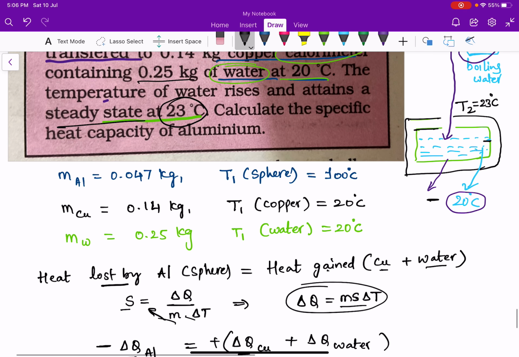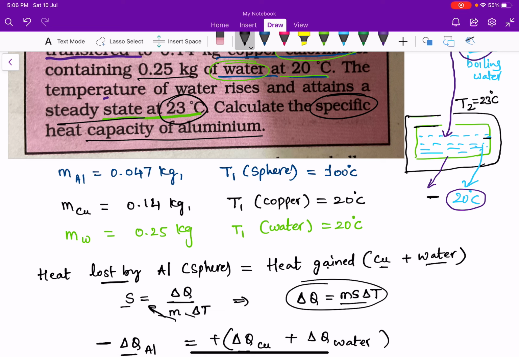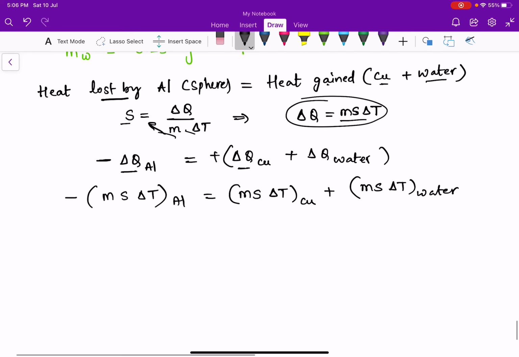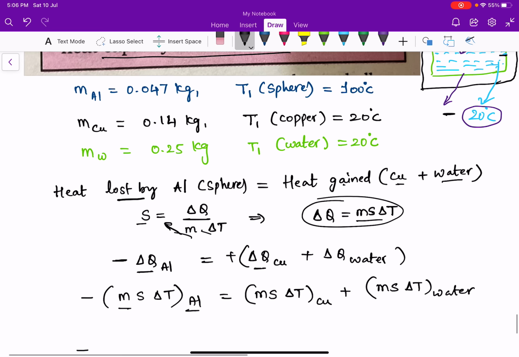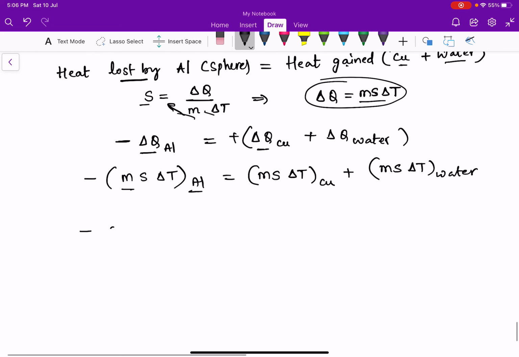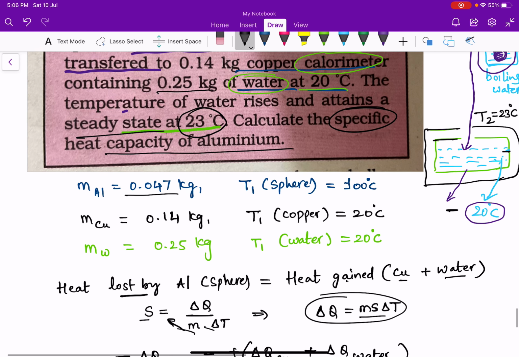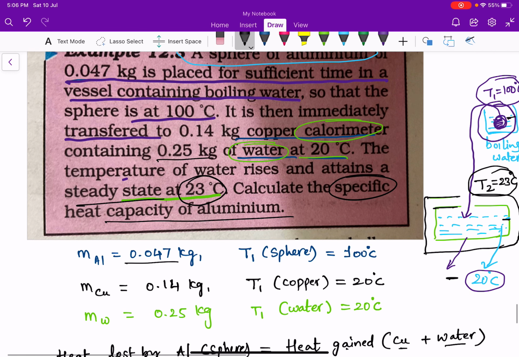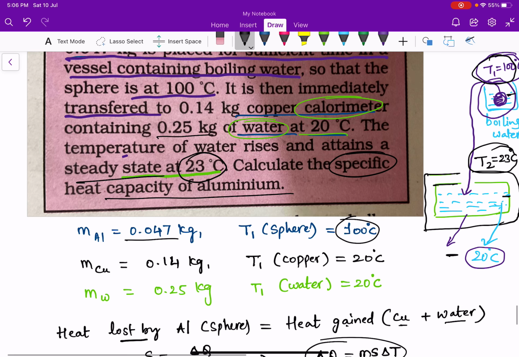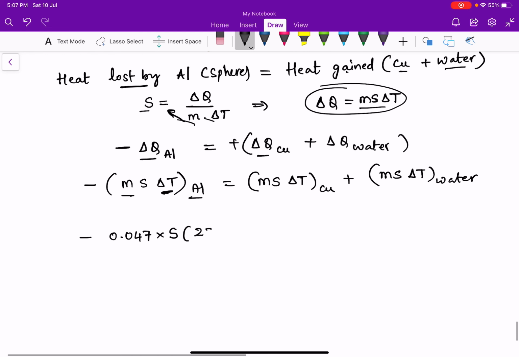We need to find out what? Calculate the specific heat capacity of aluminum. So here, minus mass of aluminum. Mass of aluminum is given by 0.047 kg into, we don't know the specific heat capacity of aluminum, S is written same, and delta T is nothing but final temperature minus initial temperature. Final temperature of aluminum is 23 degrees Celsius. Initial temperature of aluminum is 100 degrees Celsius. So delta T is final minus initial.